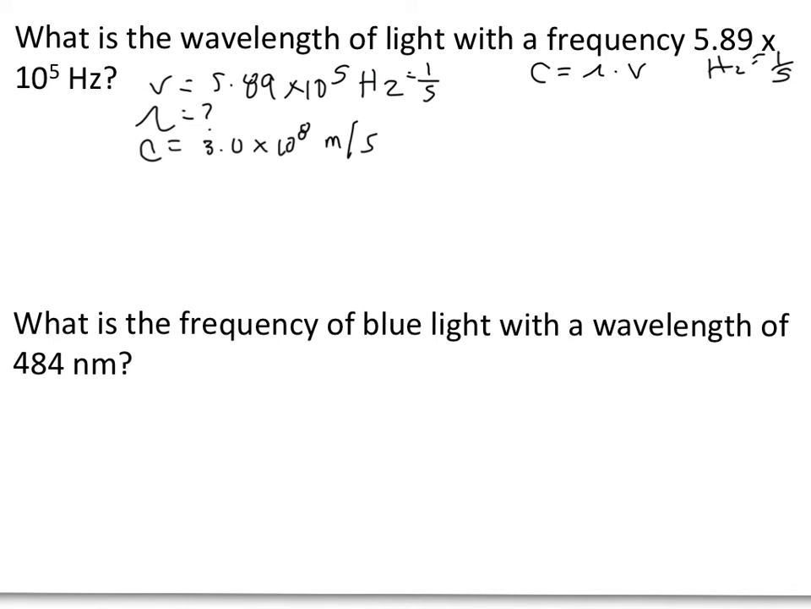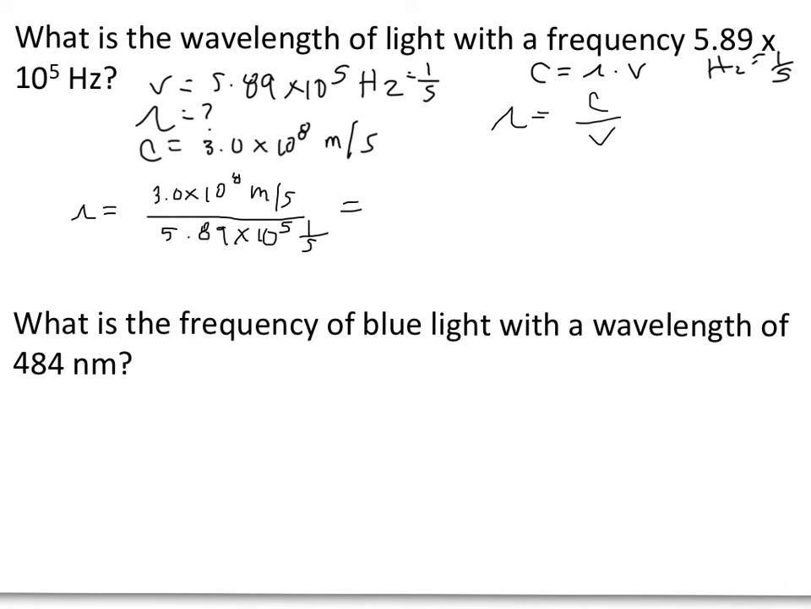Okay, so if we go ahead and solve for the variable that we want in this equation, which in this case is going to be wavelength, we're going to end up with c divided by nu. Okay, so it's going to be the speed of light divided by our frequency. So lambda is going to be equal to 3.0 times 10 to the 8th meters per second. Okay, we're going to divide that by our frequency, 5.89 times 10 to the 5th inverse seconds, or hertz, either way.